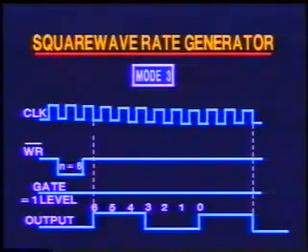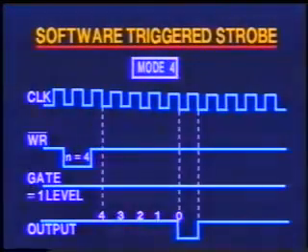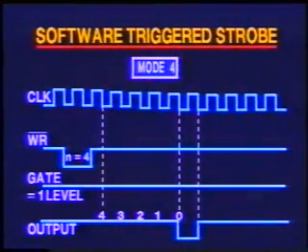Any change in count value becomes effective after the present count is over. When the mode word is loaded, the output goes high. The loading of the count value starts the counting. When the count reaches the count value, output goes low for 1 clock period, then goes high again.